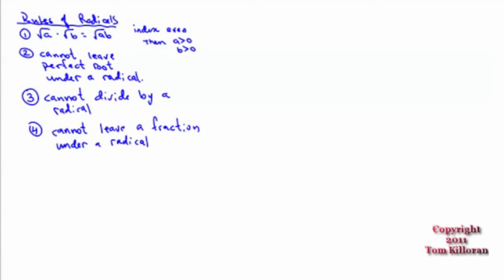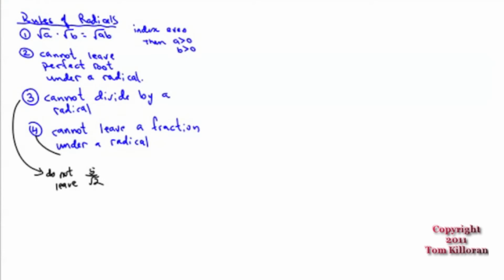Not leave a fraction, which is basically the same thing as rule number 3, is just kind of reiterating an idea. So for instance, rule number 3, this is a no-no. Do not leave anything that looks like 5 divided by the square root of 2. That's illegal. And I'll show you why in a second.